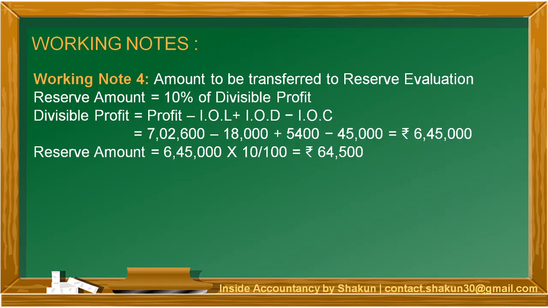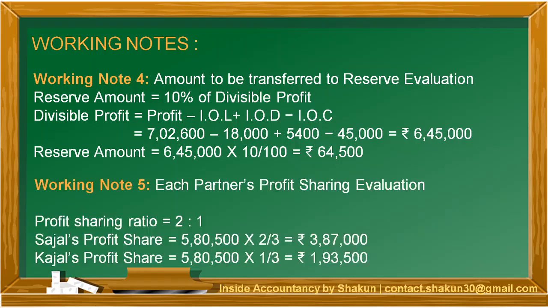In our question, we were given adjustments relating to interest on loan, interest on drawings, and interest on capital. Interest on loan is subtracted, interest on drawings being an income is added, and interest on capital again is subtracted. So therefore, our divisible profit is 6,45,000. Out of this 6,45,000, 10% is transferred to reserve. Therefore, the reserve amount is 64,500.